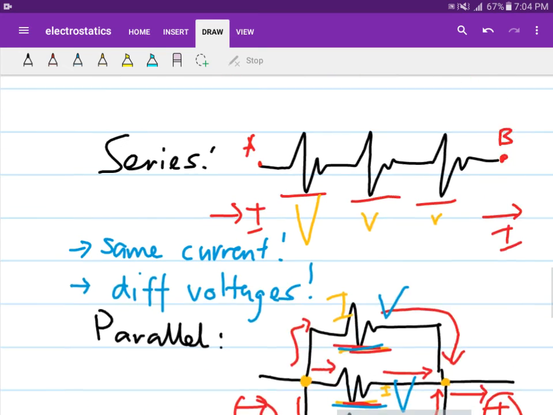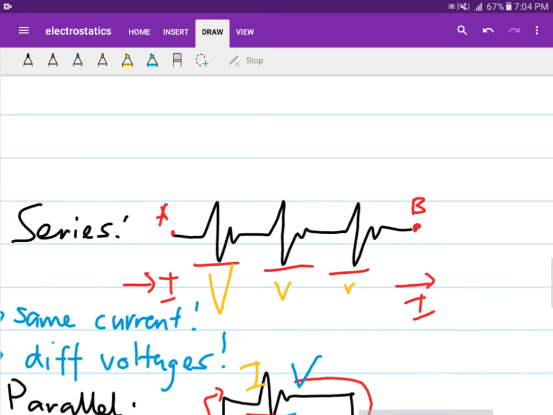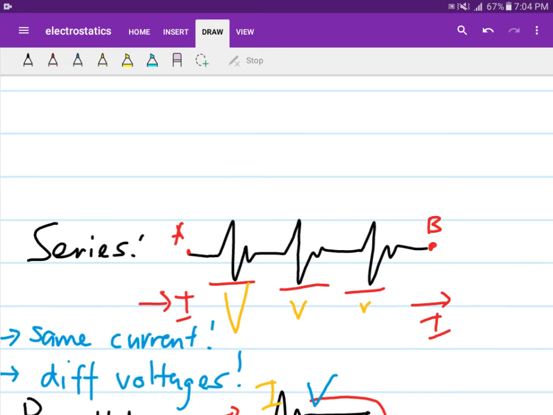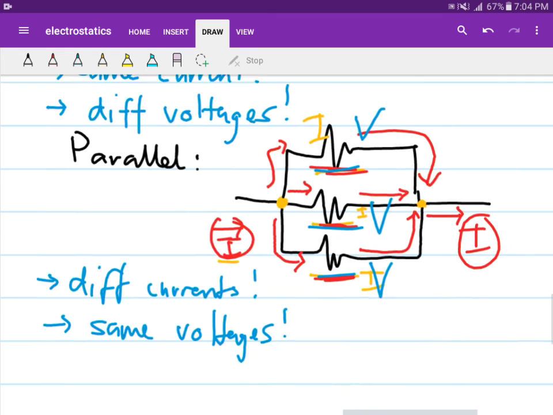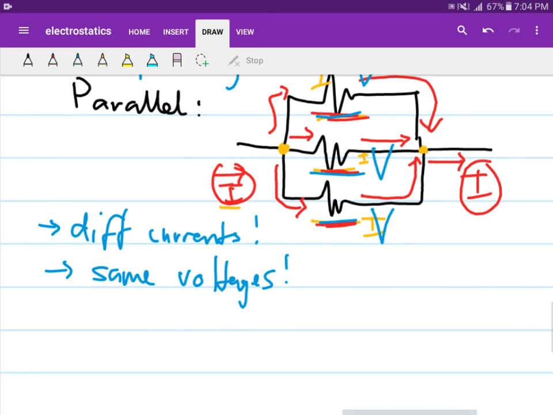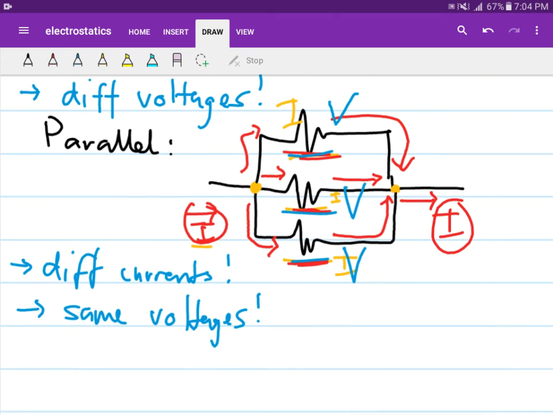So for series, let's recap. For series connected resistors, the current must be the same for all three resistors, but the voltages experienced by these three resistors are different. For parallel, the currents experienced by these three resistors are different, but they experience the same voltage.